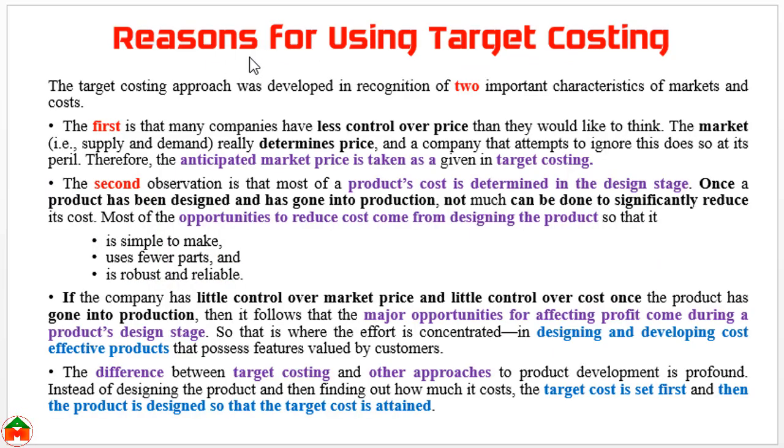So what are the reasons for using the target costing? The first reason is that we cannot control the market price or the selling price of a product, and another reason is that we can only reduce the production cost of a product at the design stage. I mean, after producing the product we cannot reduce the production cost of that product. If we are interested to reduce the production cost, we need to do it at the design stage.